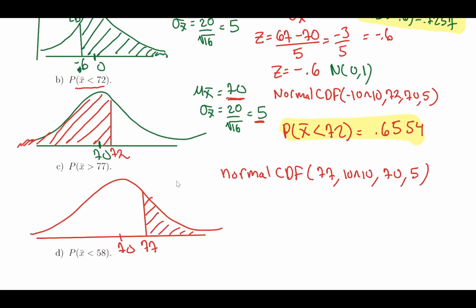All right. So let me go ahead and do this. We'll do 77, comma, 10 to the 10 power, comma, 70, comma, 5. If you do this in your calculator, you should get that this is equal to 0.0808. And that'll be it for that problem. Any question in regard to that last problem?